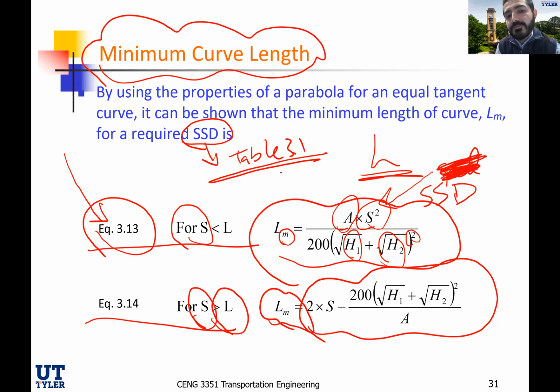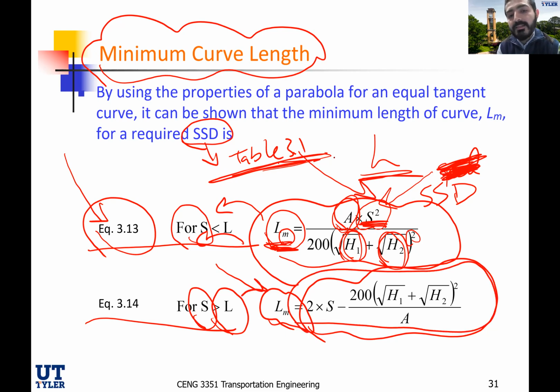So if you know the sight distance from table 3.1, you plug it in here, and you know the A, you know the H1, you know the H2, then you get the Lm. Once you get that, you compare it to your assumption. Is the minimum length Lm really higher than the SSD that I put in the equation? If that assumption is right, then you stop your calculation. If it's not, then you use the second equation, this one right here. You come back again, use the same table 3.1 SSD, and now you satisfy equation 3.14 instead. Make sense?